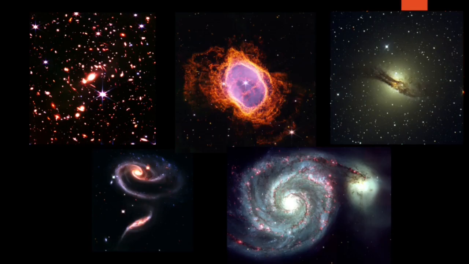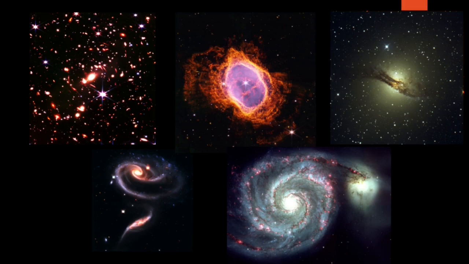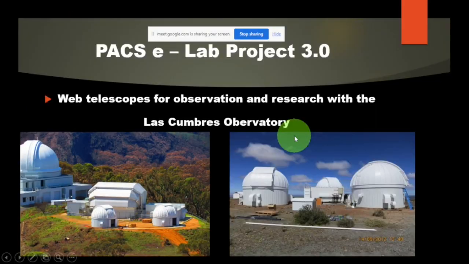And when you do that, you're going to produce beautiful images like this. These are images of space that you usually see on the internet. When they are taken, they don't appear like this, they appear like this. So it is your job, which we will teach you, to turn it from black and white to beautiful colors like this. Then the third project is Webb Telescope for Observation and Research.